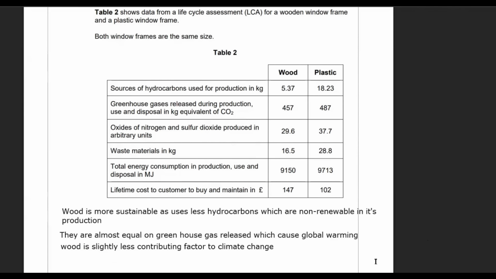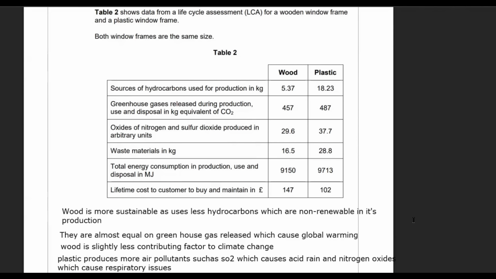Okay, oxides of nitrogen and sulfur dioxide produced in arbitrary units. Plastic produces more air pollutants, such as sulfur dioxide, which causes acid rain, and nitrogen oxides, which cause respiratory problems like asthma. So breathing problems, you could just say rather than using the word respiratory. Okay, I've run out of room here, so I'm going to continue down the side over here on the right.